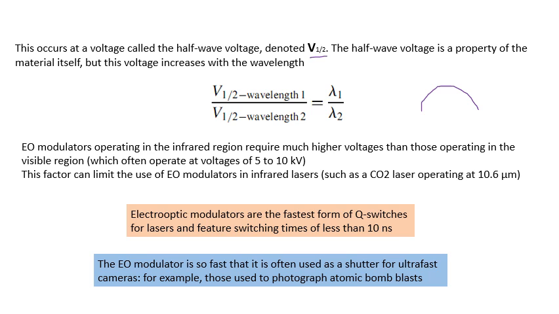Like here it's mentioned V1/2 for wavelength λ1 and λ2. The half wave voltage increases with the wavelength. So an electro-optic modulator operating in the infrared region, where the wavelength is much higher, needs a much higher voltage to satisfy the birefringence condition. If not in the infrared region, in the visible region, maybe they need less voltage, like 5 to 10 kilovolt.